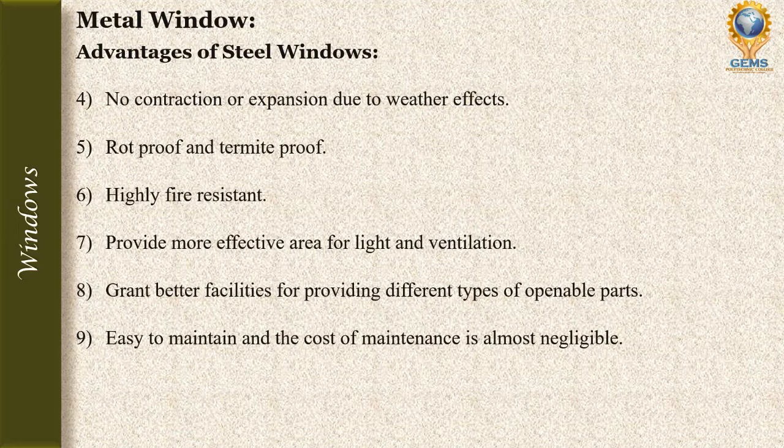Fifth, they are rot proof and termite proof. In a wooden window, rot and termites play an important role in destroying the wooden element, so you have to apply termite-proofing or rot-proofing chemicals. But in a metal window, you don't have such defects.